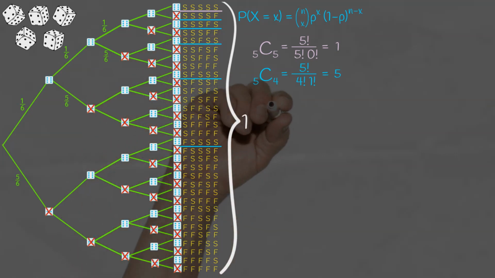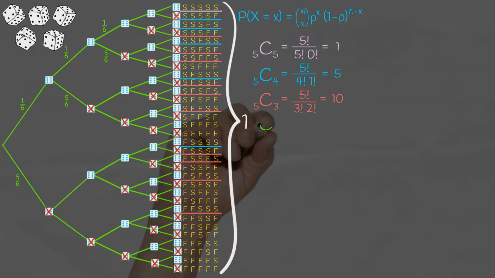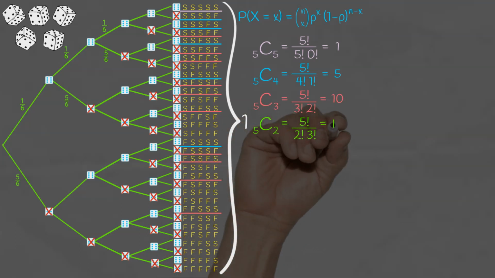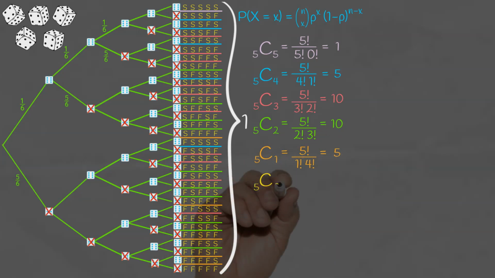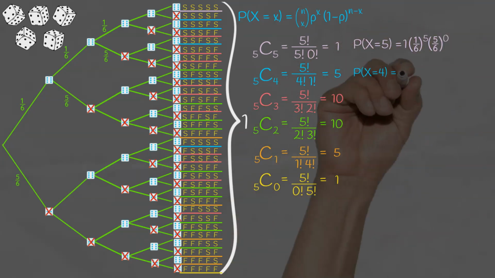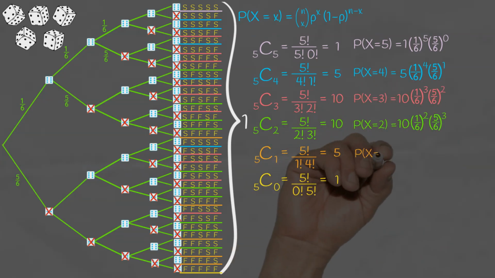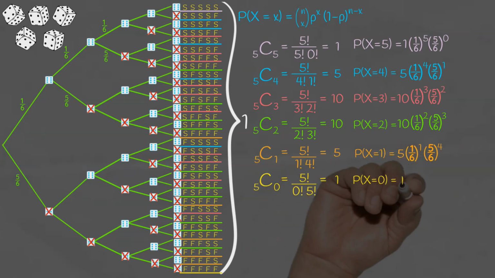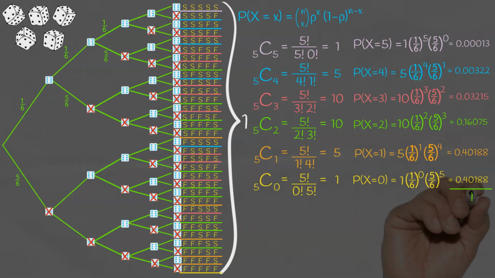For 3 successes, 5 choose 3, we get 10 different ways in which that can happen. For 2 successes, 5 choose 2, there's also 10 different ways. For 1 success, there are 5 possibilities. And for no successes, there's only 1 possibility. Now you can use the binomial formula to work out the probability of each of these scenarios. I've put the equations down here, but I do encourage you to pause the video and work them out as well. When we've calculated them all out, we should end up with these numbers. And hopefully, if you've done the same, you will find that they all add up to 1.